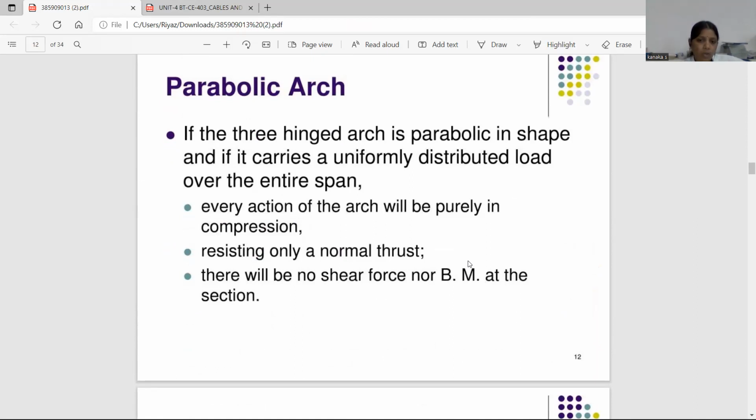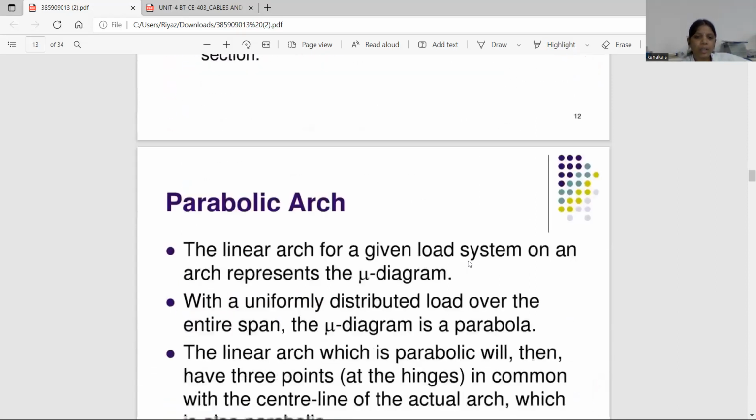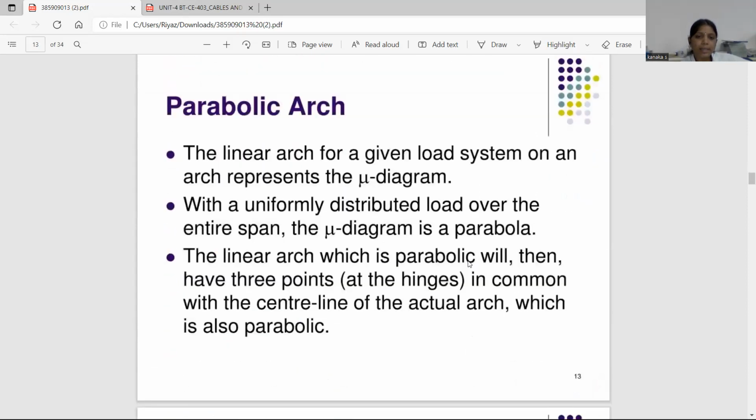Every action of the arch will be pure compression, resting only on a normal thrust. There will be no shear force nor bending moment at this section. So, parabolic arches, linear arches.